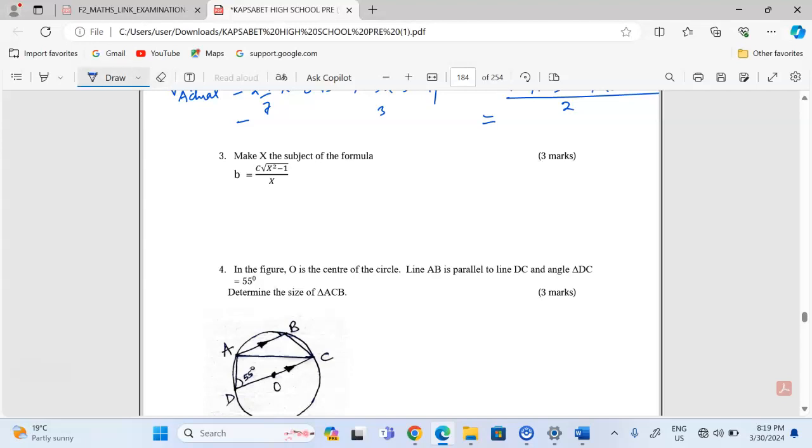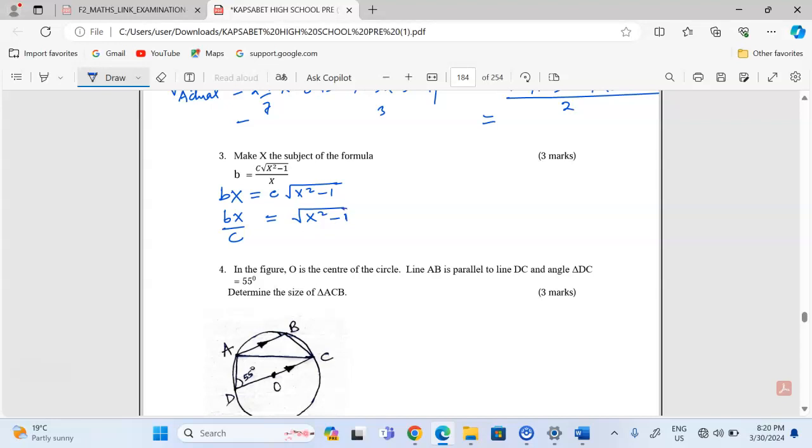multiplying by x all through to have bx being equal to c, the root of x squared minus 1. Then at this point now, I can talk of dividing by c, which means bx out of c equal to square root of x squared minus 1.